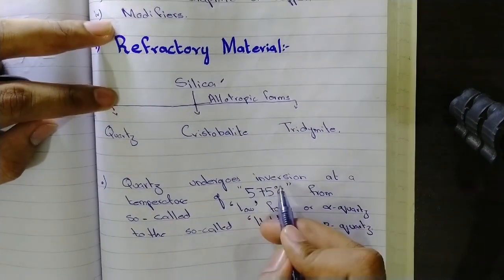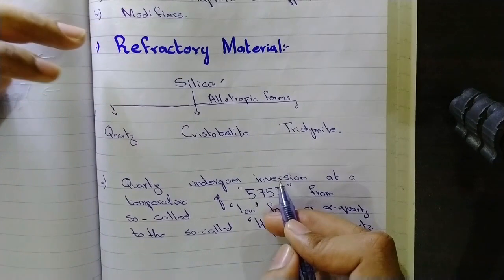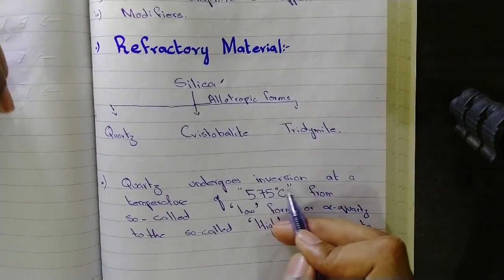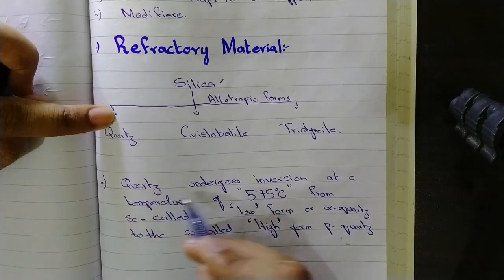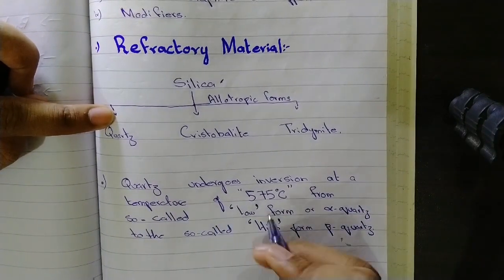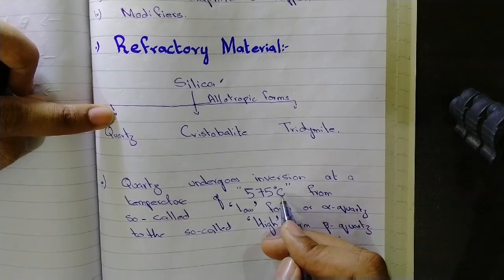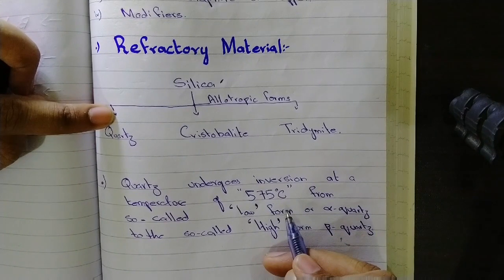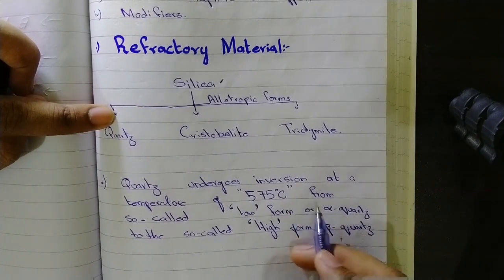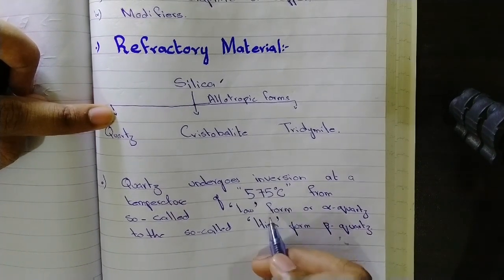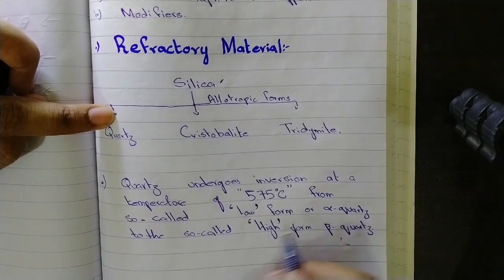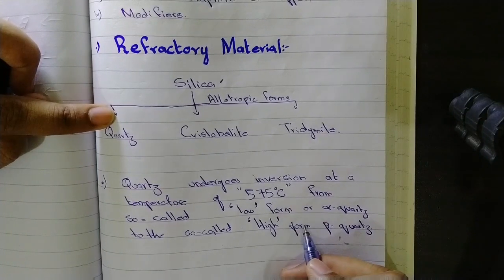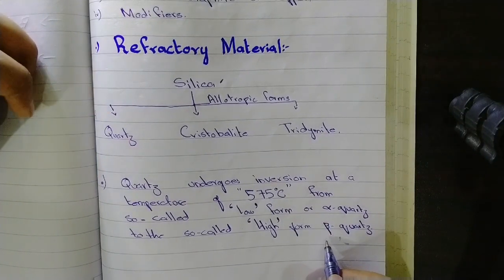Quartz undergoes inversion. Now what is inversion? I have explained it in the previous video and shared the link in the description. So quartz undergoes inversion at a temperature of 575 degrees centigrade. Keep this 575 degrees centigrade in mind. It changes from the so-called low form, meaning the compact form or alpha quartz, to the so-called high form, the more expanded form called beta quartz.